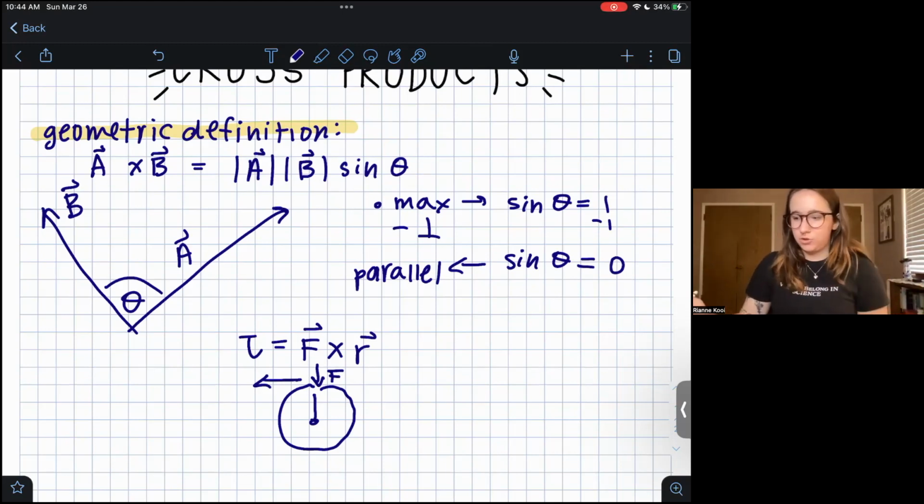So that's my best way to think about the geometric definition of a cross product: you want things to be perpendicular to each other to have the greatest output of whatever value you're trying to find. In this case, it would be torque. You want them to be 90 degrees. Any variation of angles would give you some sort of torque, but what you're really looking for is the perpendicular aspect of that. So what is the perpendicular aspect of these two vectors?